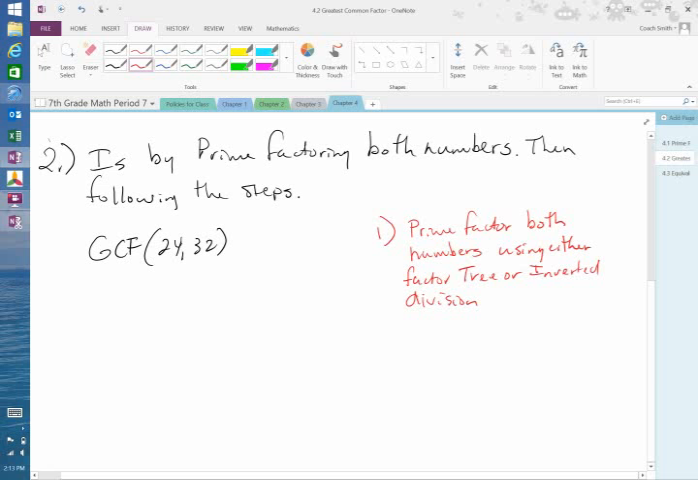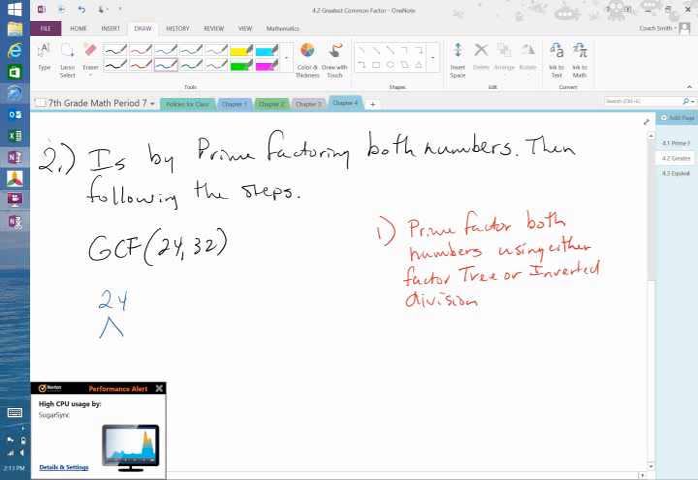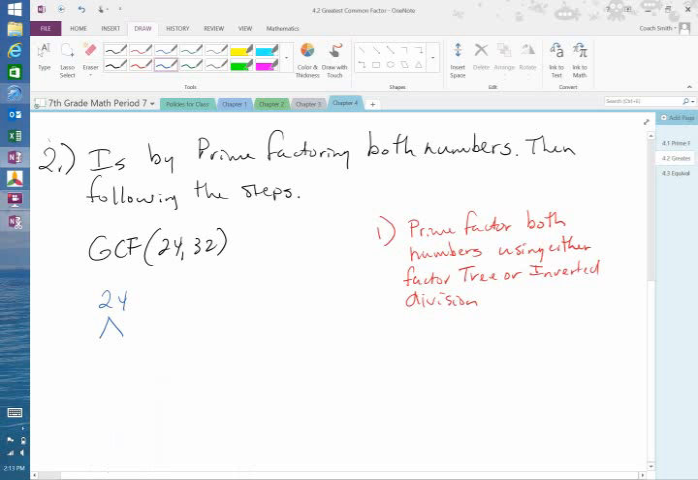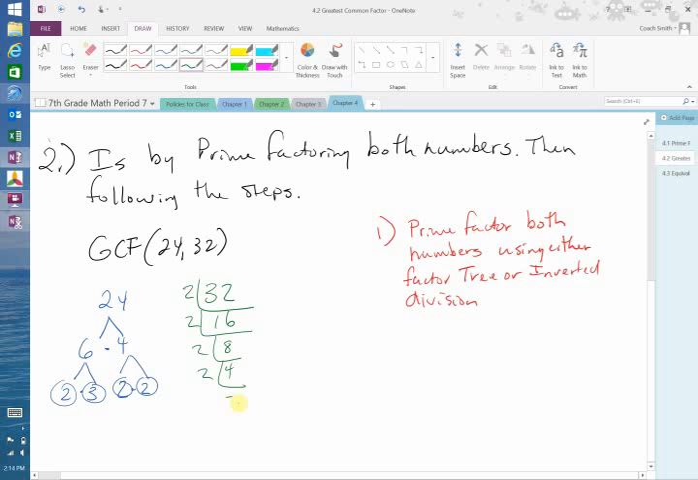Okay, so I've got to prime factor 24. I'll do it with the factor tree. It gives me 6 times 4, 2 times 3, 2 times 2. Those are all prime. Now I'm going to prime factor 32 using inverted division. 2, 16. Remember, everything outside the bracket in inverted division has to be prime. 2, 8, 2, 4, 2, and 2.